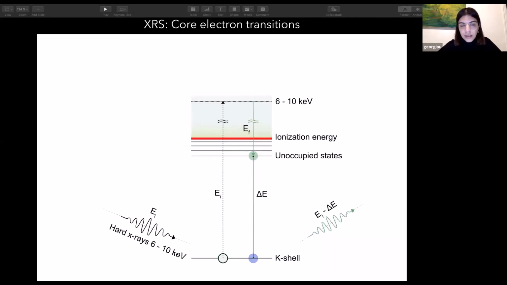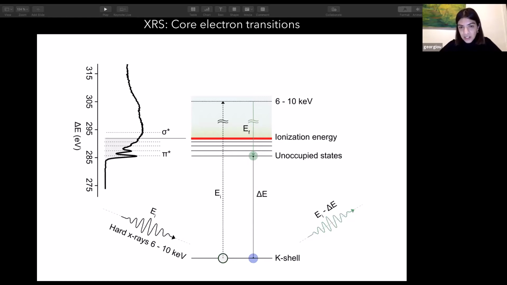So in the X-ray Raman scattering process, we have a hard X-ray photon interacting with a core electron, and it excites the electron into an unoccupied state. And for energy and momentum conservation requirements, we have a photon scattered off the sample with less energy.